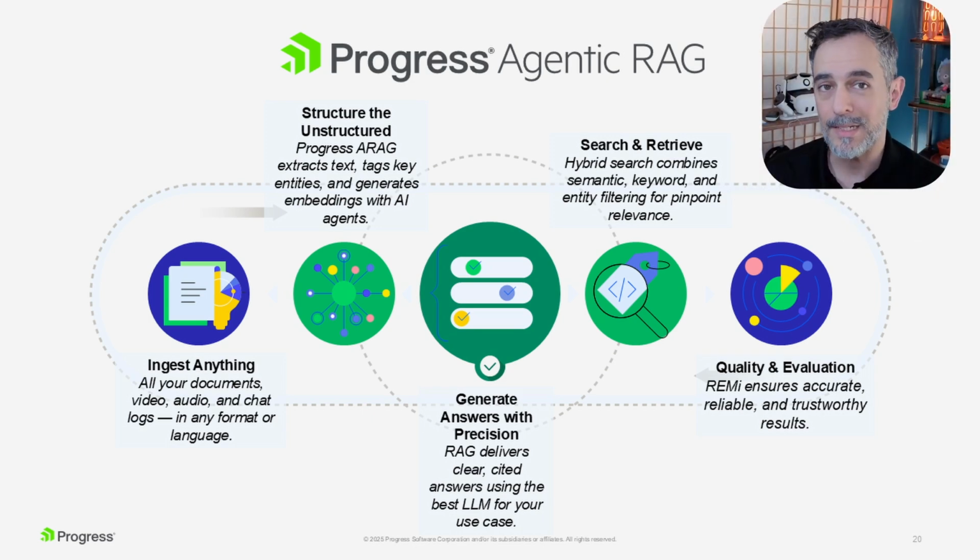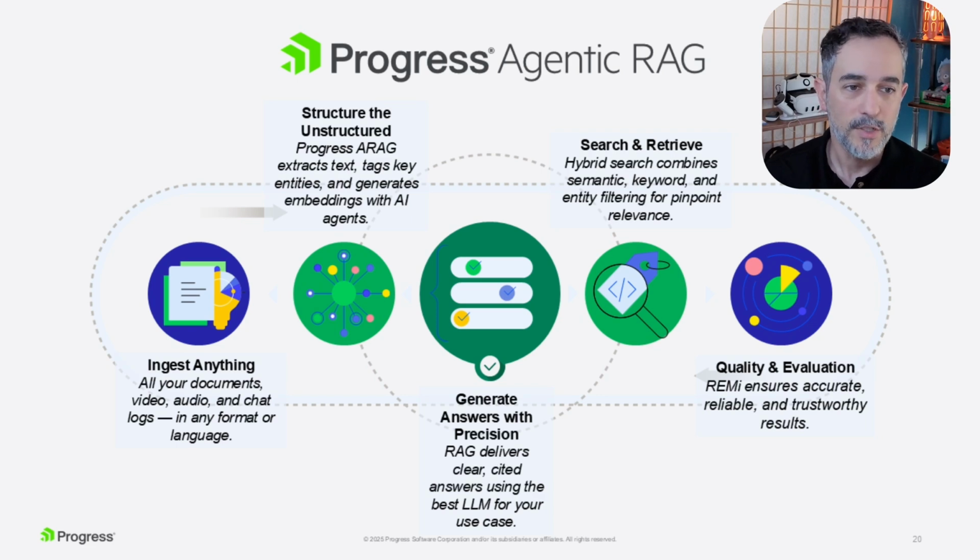A complete end-to-end solution that solves all of these problems for you is Progress Agentic RAG. Progress Agentic RAG is a RAG as a service platform that can ingest all sorts of documents, whether it's video, audio, chat logs, or other information. Document providers are already in place for you to ingest data. It makes sense of structured and unstructured data, and there are agents within the system that can extract key text, tags, entities, and generate embeddings, all with large language models.